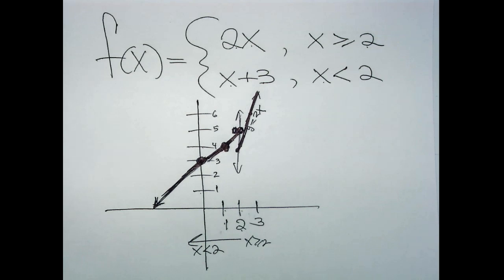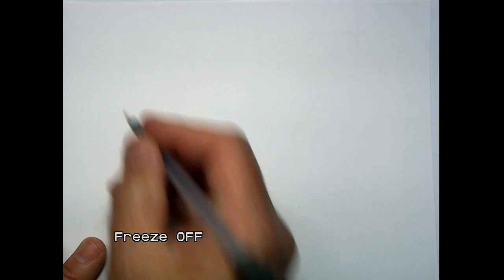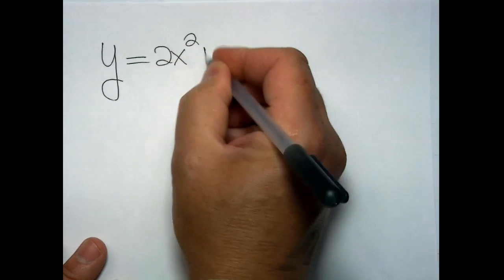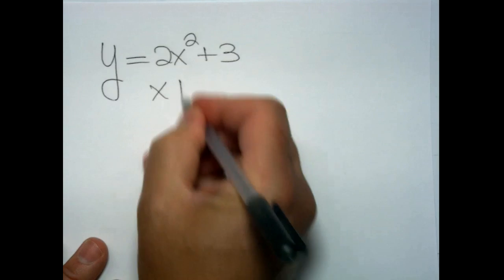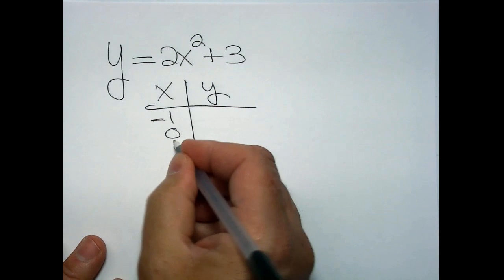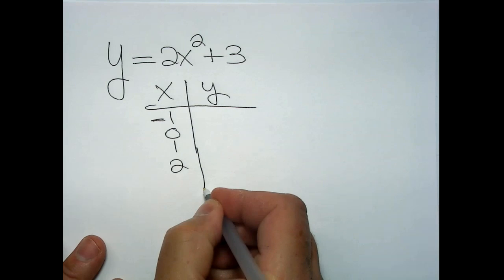Now, the next thing I want to talk about is if we were to graph a function. One way to do that is to make a little xy table. And we can put some interesting values in for x here.